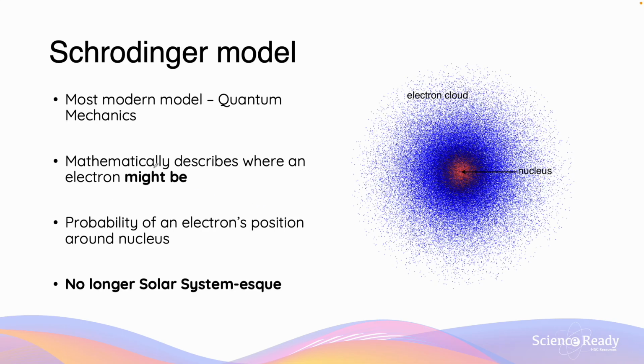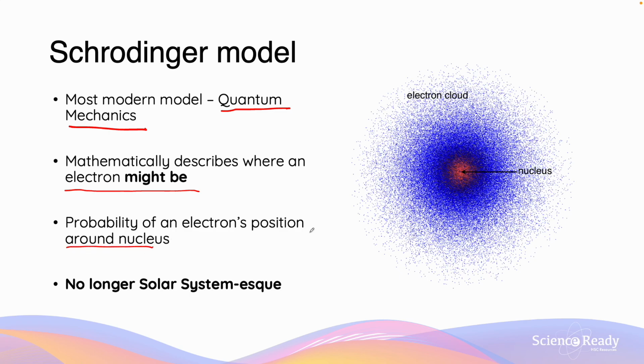So the Schrödinger model is the most modern model of the three which we've looked at so far: the Rutherford model, the Bohr model, and this one, the Schrödinger model. We also know it as the quantum mechanics model. It's slightly different to the other models because it mathematically describes to us where an electron might be. So it's going to provide us the probability of finding an electron's position around the nucleus.